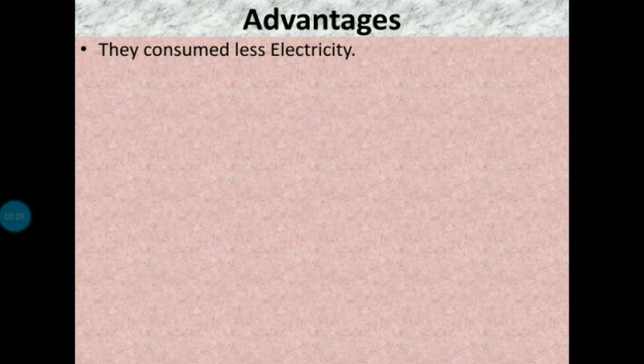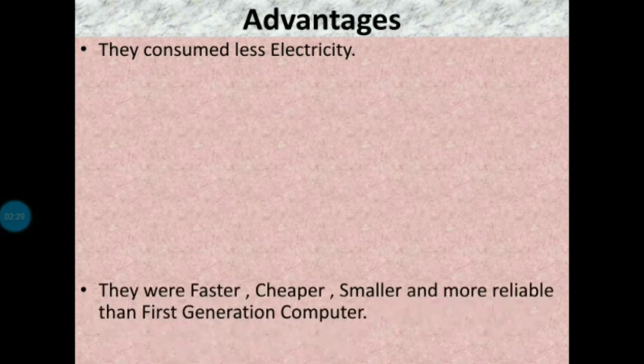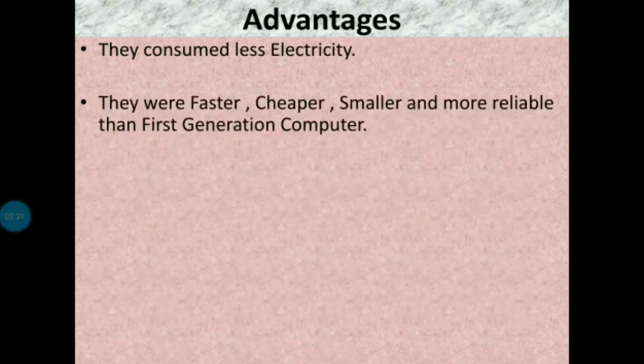So, what are the advantages of second generation computers? The second generation computer consumed less electricity, whereas the first generation consumed more electricity. These are faster, cheaper, and smaller than first generation computers, and also more reliable than first generation computers.